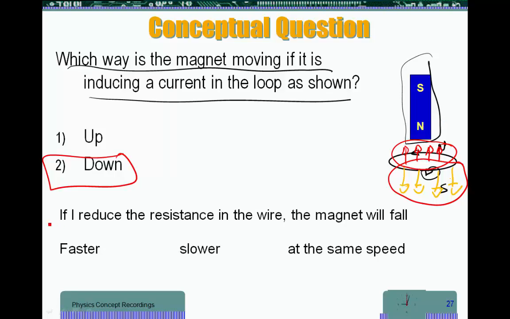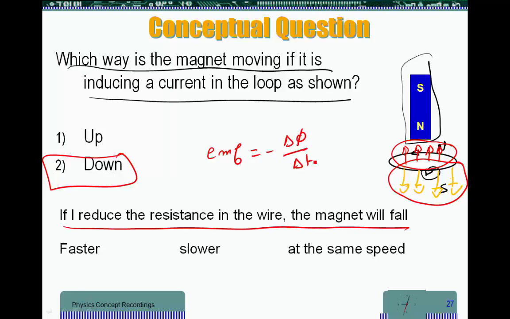Now, this is an interesting question. What if I reduce the resistance in the wire? Will the magnet fall faster, slower, or at the same speed? In other words, will it matter? Now, the equation that we have was giving us the EMF. It's minus change in flux over time. Now, the current in the wire is going to be EMF over R, using Ohm's law.